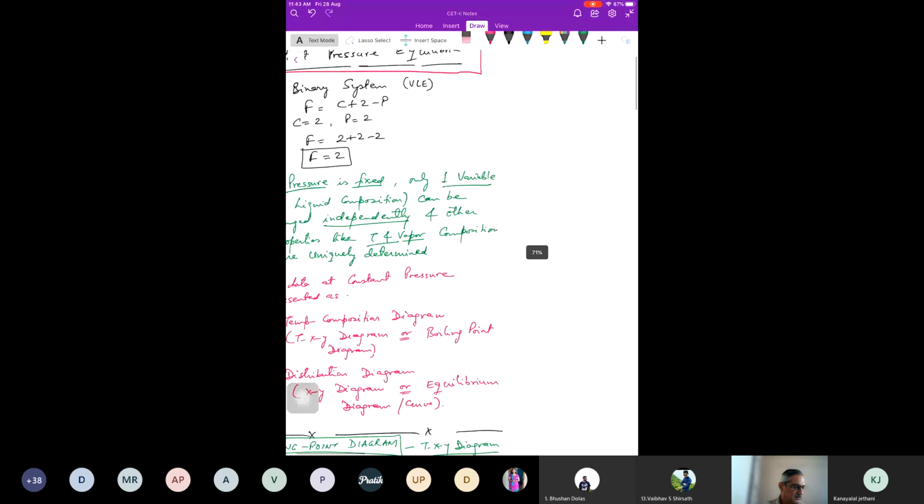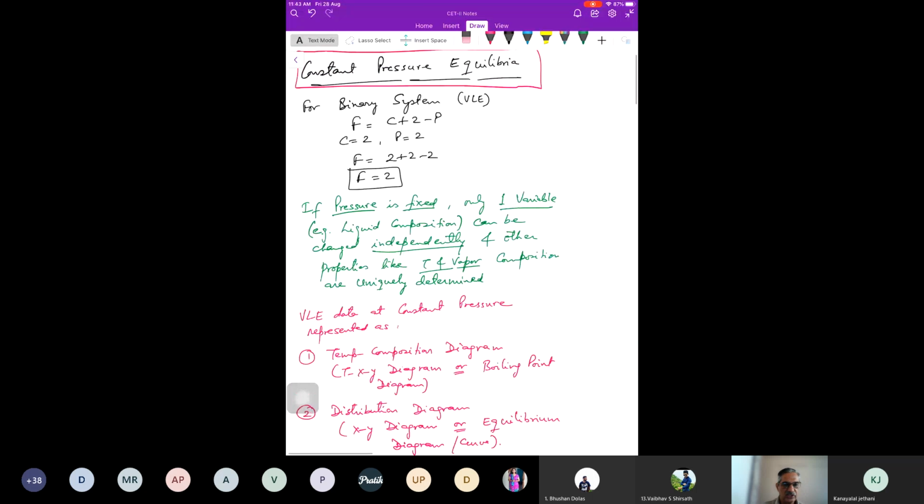We are going to look at constant pressure equilibria. As I said, our distillation or chemical processes or unit operations are mostly at constant temperature and pressure. So we'll look at constant pressure processes first, and then define how you find the VLE, right?